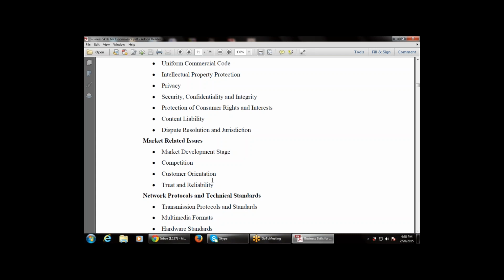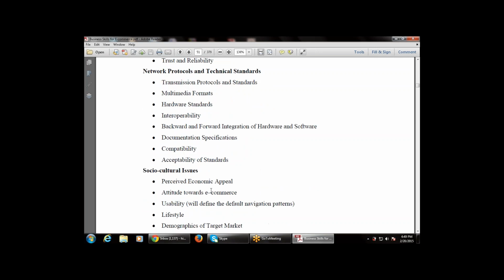While doing transactions over the internet, make sure that every customer thinks that this is a trustworthy site, we can trust this site, and we can rely on this site. So this is trust and reliability. These are the market related issues.